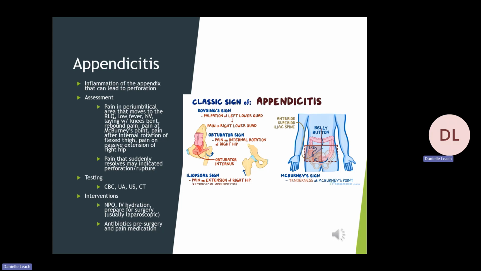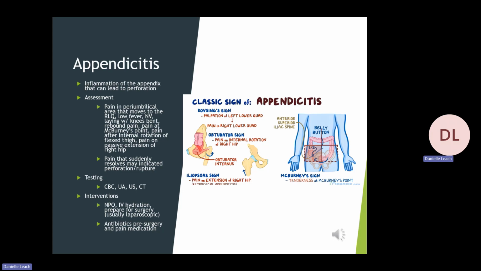On assessment, the signs and symptoms, they're going to have pain in the periumbilical area, which is just anywhere near their belly button. And that pain is going to move to the right lower quadrant. They may have a low fever, nausea and vomiting, laying with their knees bent. They may have rebound pain, which if you remember this from 5th semester, it's when you press down on the abdomen slowly and then release suddenly.